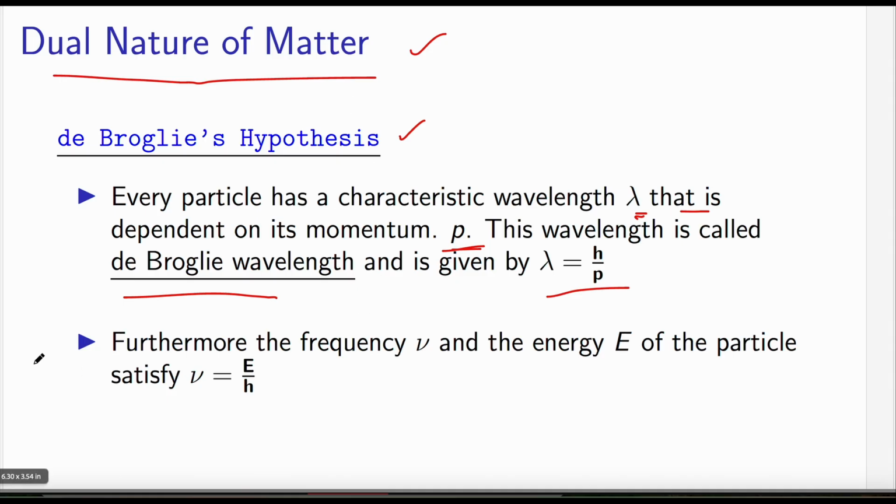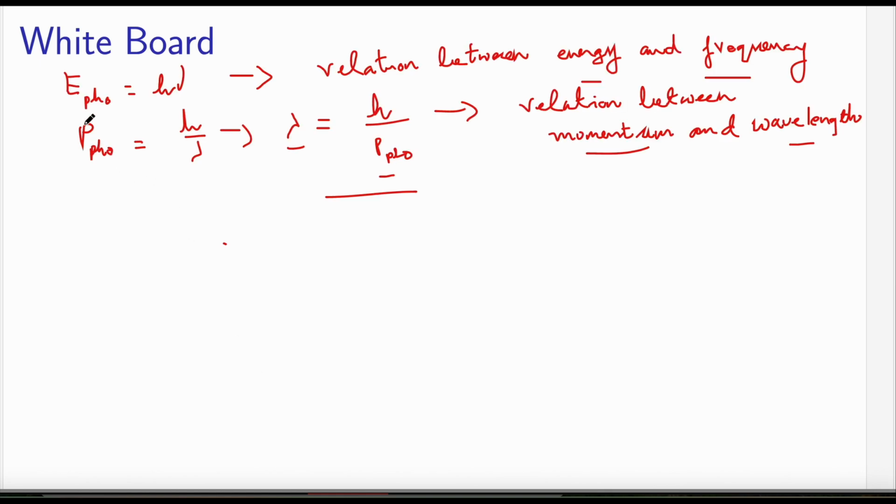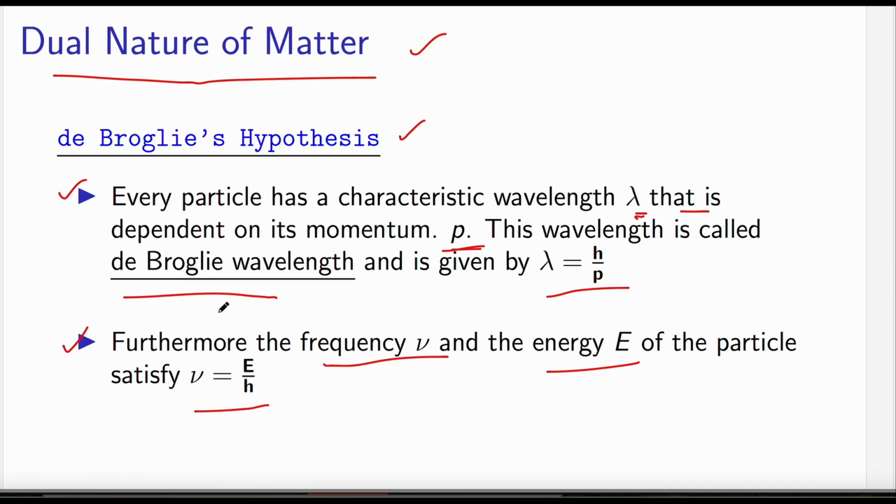Furthermore, the frequency nu and the energy E of the particle satisfy nu is equal to E by h. And this is again from the relation in a photon, where the energy of a photon is h nu. So this is nothing particular about photon. This is in general true. So with every particle there is a wave associated.